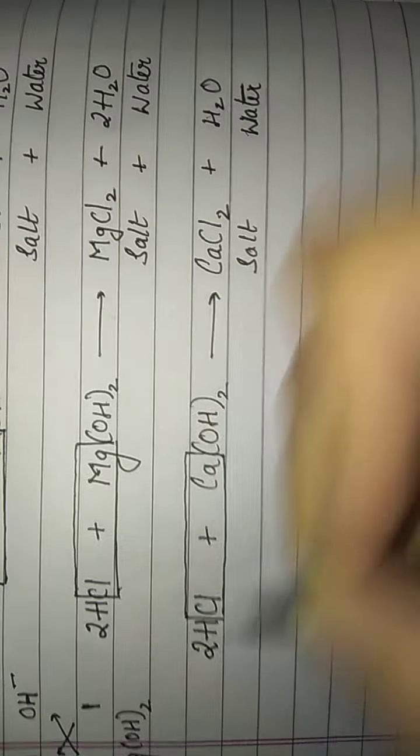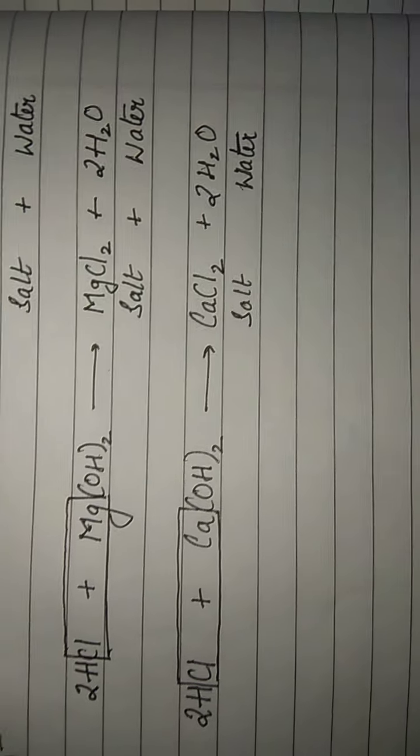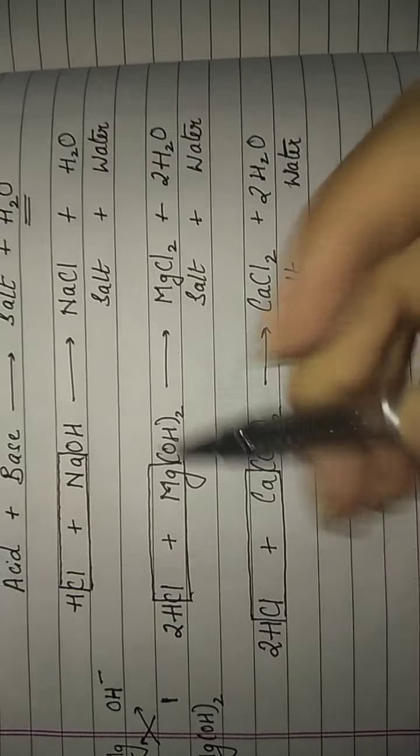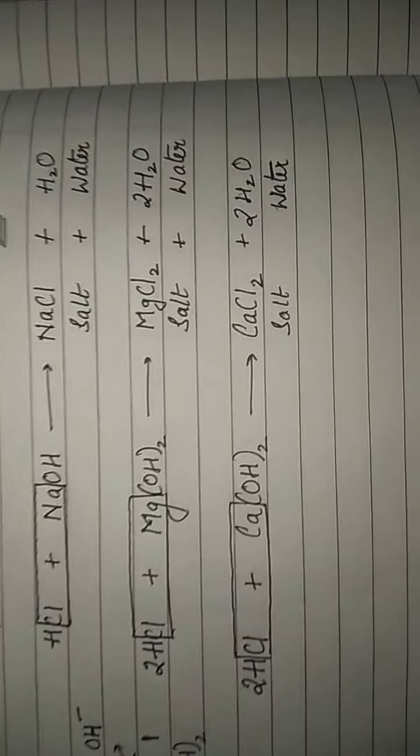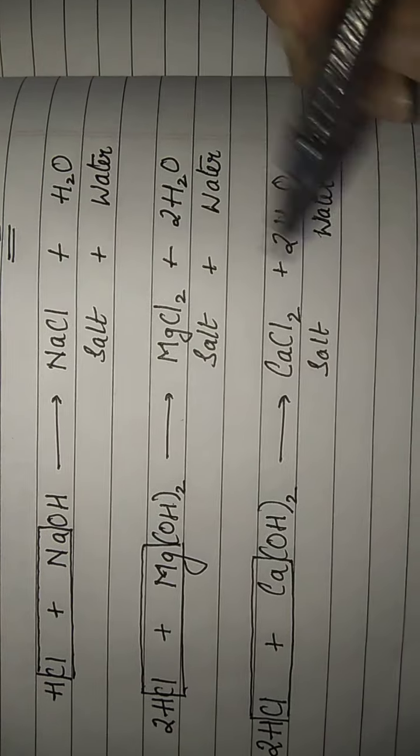Now I am not going into the details of balancing in this reaction. I am directly balancing it. So these were the three neutralization reactions where I was reacting the acid HCl with three different bases. And you saw what kind of salts were formed along with the formation of water molecules.